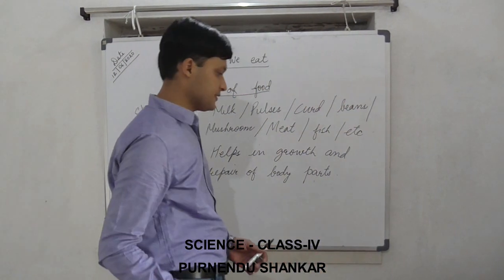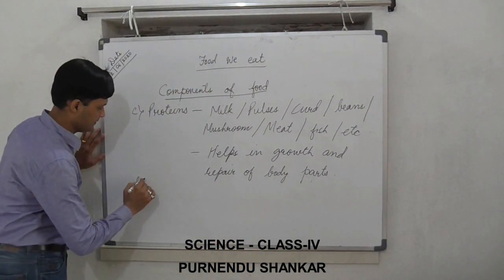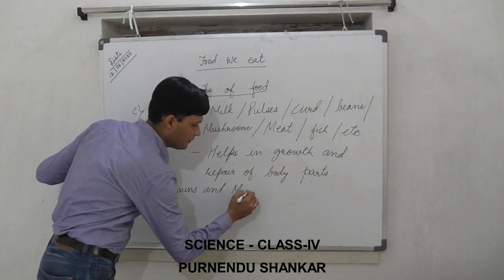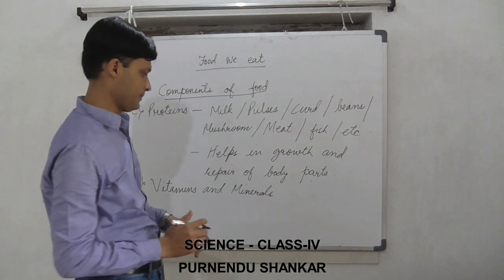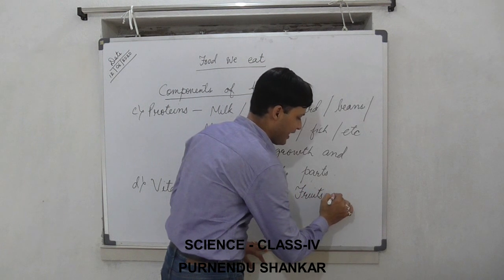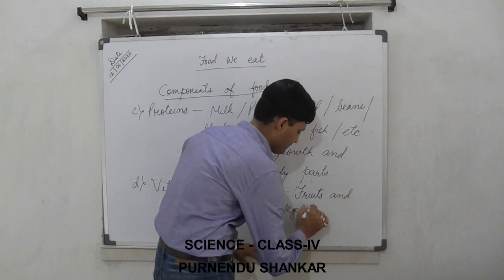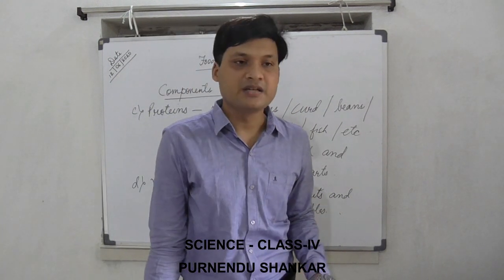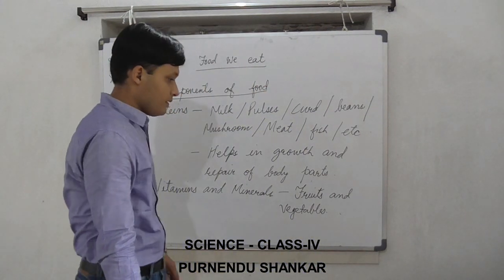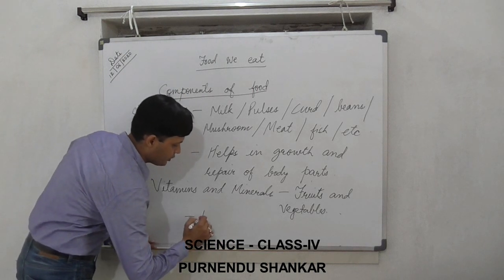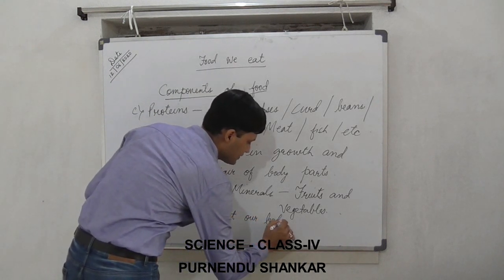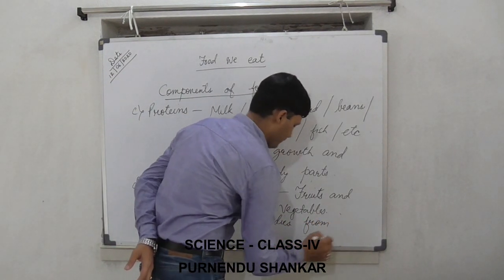The next component of food is vitamins and minerals. Sources: fruits and vegetables. Fruits and vegetables help our body in fighting against different types of diseases. The function is to protect our bodies from various diseases.